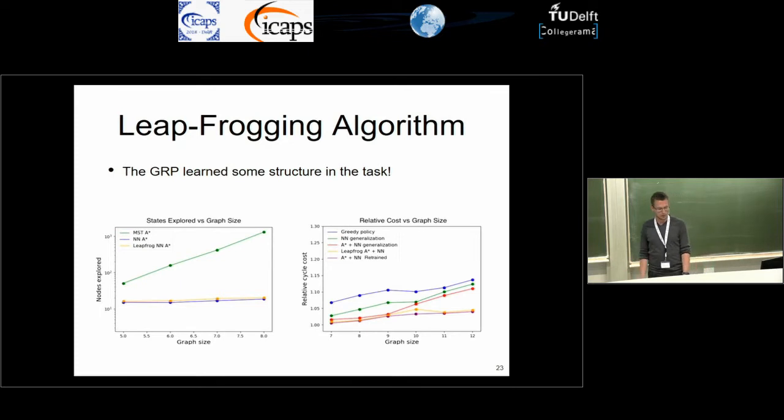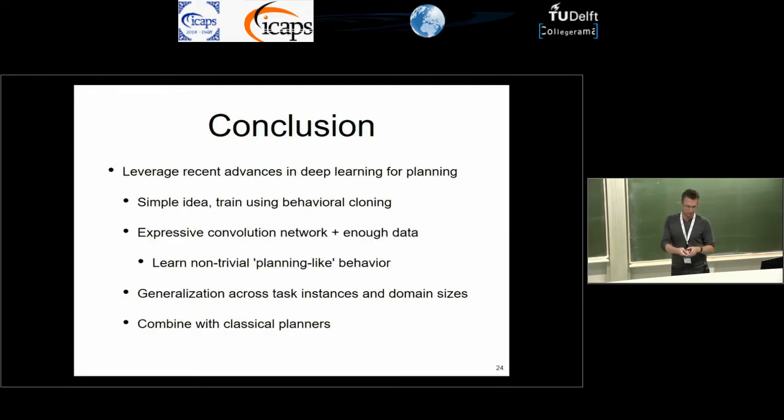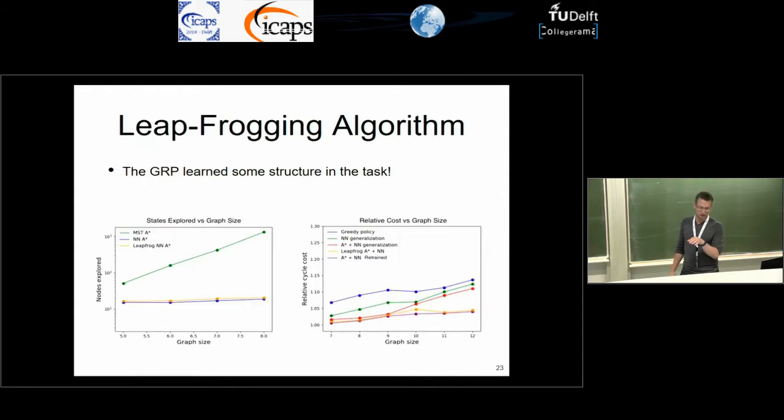Again, on the right, we compare the relative cost, and we evaluate a lot of different approaches here. We evaluate a greedy policy, which is in blue, followed by a neural network that just predicts an action over all the nodes, just selects a node, that's in green. And that's generalized, it's trained on a small map. Then we have in red, a generalized heuristic, followed by leapfrogging in orange. And finally, a non-generalized approach in purple. As you can see, once again, leapfrogging is very close in performance to a non-generalized approach.